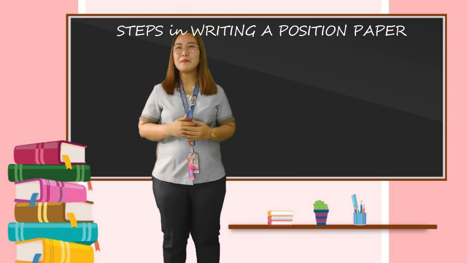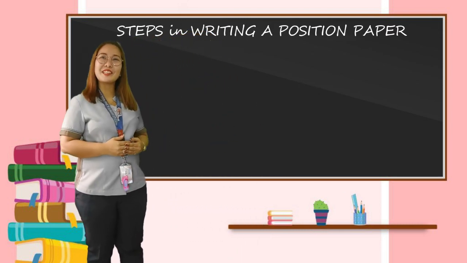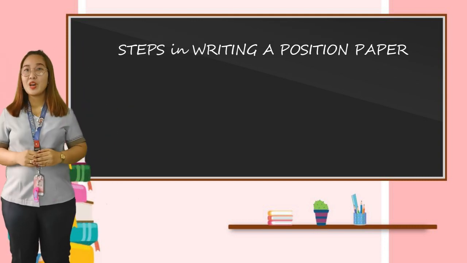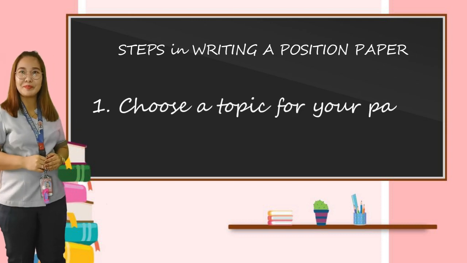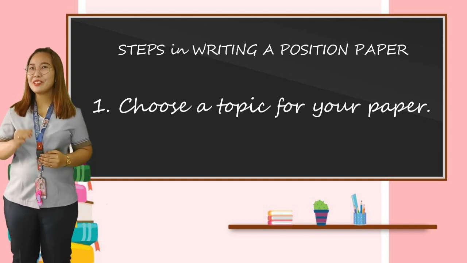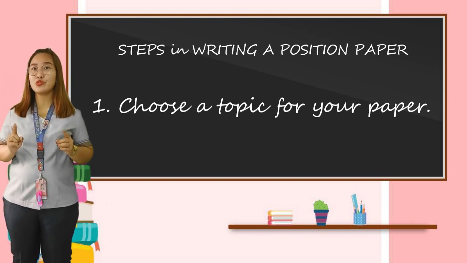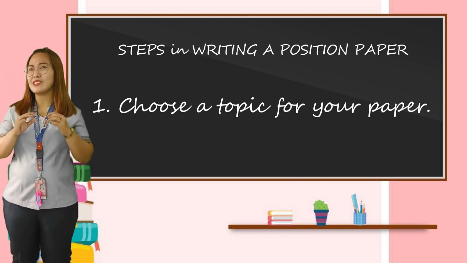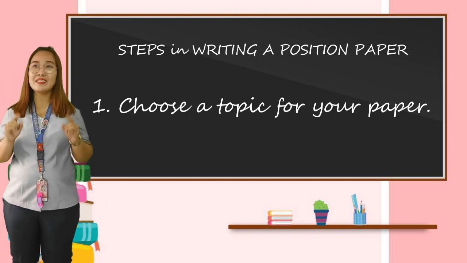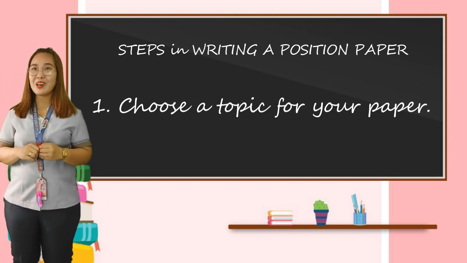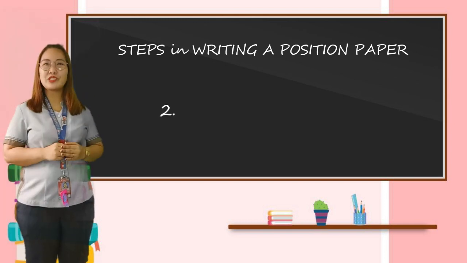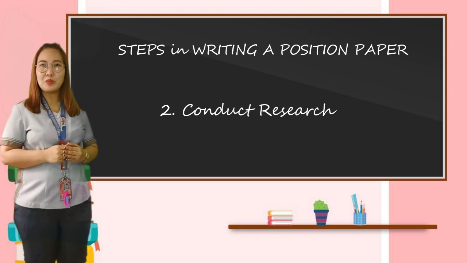So how to write a position paper? Here are the steps in writing a position paper. Number 1, choose a topic for your paper. Now, like what I have mentioned earlier, more often than not, writers of position papers would choose a topic that is controversial in nature. It is something that is well talked about in the society or in the context wherein the writer is writing.